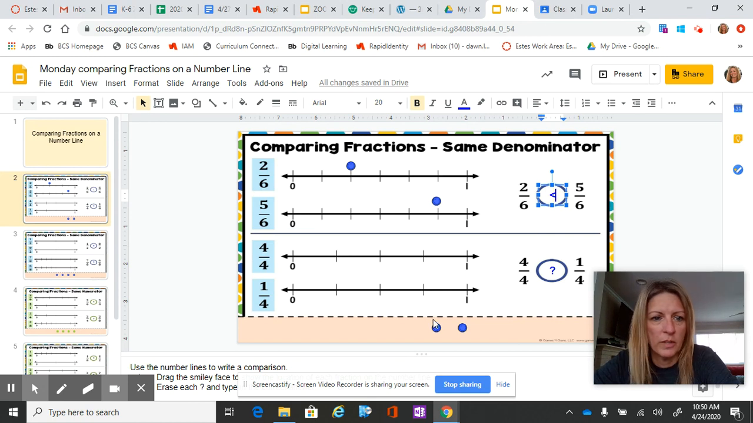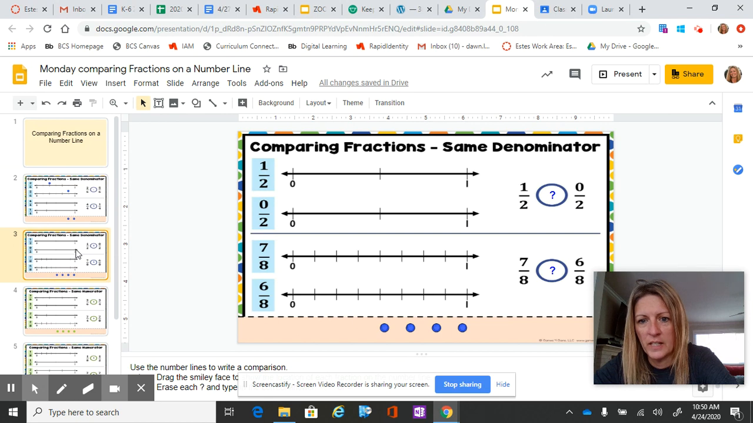You're going to do the same thing with this one. The other slides are the same way. You're finding the places with the dots and comparing them.